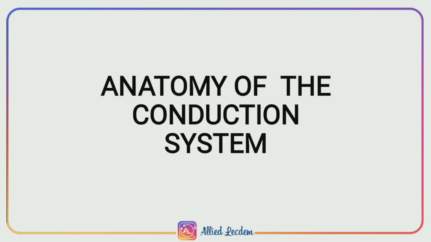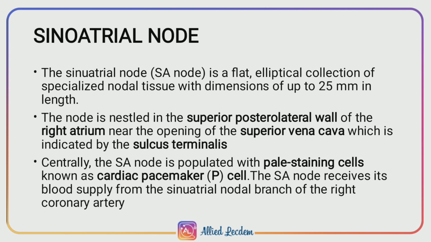Anatomy of the conduction system. The sinoatrial node. The SA node is a flat elliptical collection of specialized nodal tissues with dimension of up to 25 mm in length. This node is nestled in the superior posterolateral wall of the right atrium near the opening of the SVC, which is demarcated by the sulcus terminalis. The sulcus terminalis is the junction of sinus venosus and the right atrium.